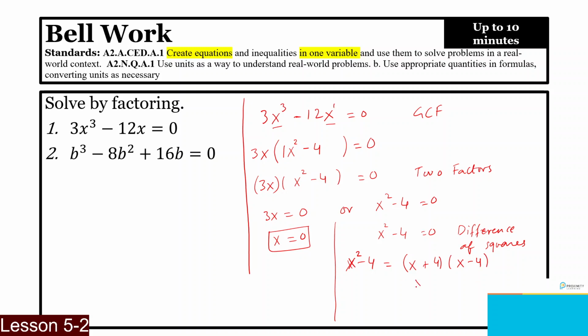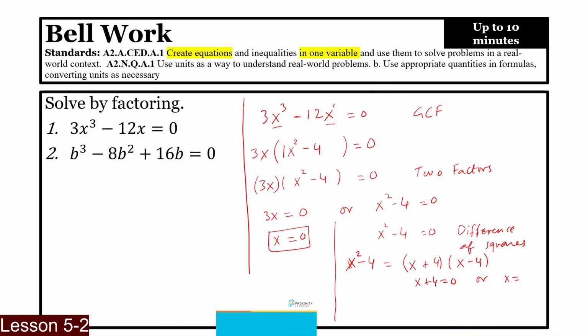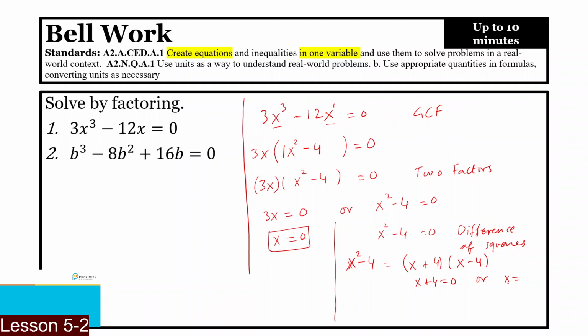So then that means that x plus 4 equals 0 or x minus 4 equals 0. Let's see if I can erase this. So here x has to be minus 4 and here x has to be plus 4. And we already have x equals 0 over here. So we know that we have three solutions: x equals 0, x equals negative 4, and x equals positive 4.